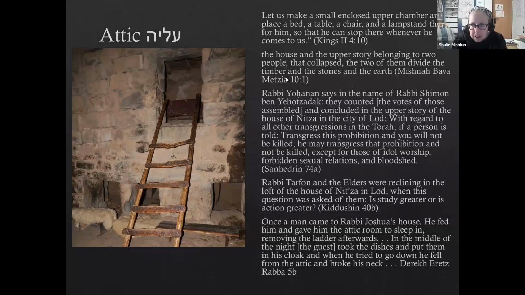So that's where we get to the Mishnah here in Bava Metzia. The house and the upper story belonging to two people that collapse, the two of them divide the timber and the stones and the earth. Who has to rebuild it, right? The top guy, whose house collapsed on the bottom guy, both of them. Do they own it together? Is one a renter, right? We have a lot of permutations of this because the Gemara loves to have permutations of many things. Okay, so that makes sense.